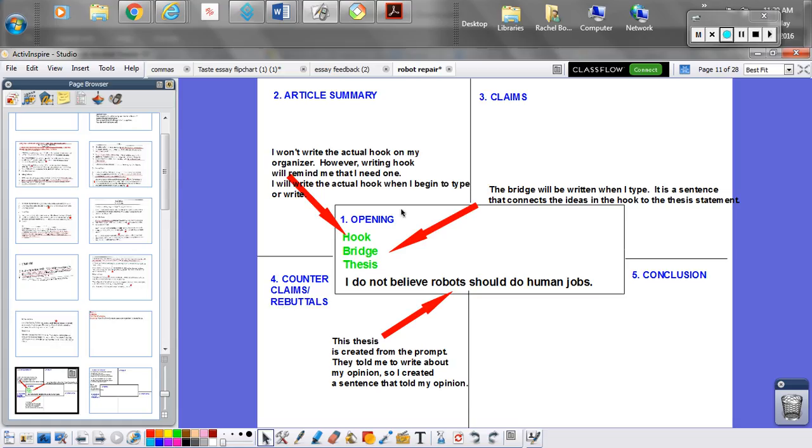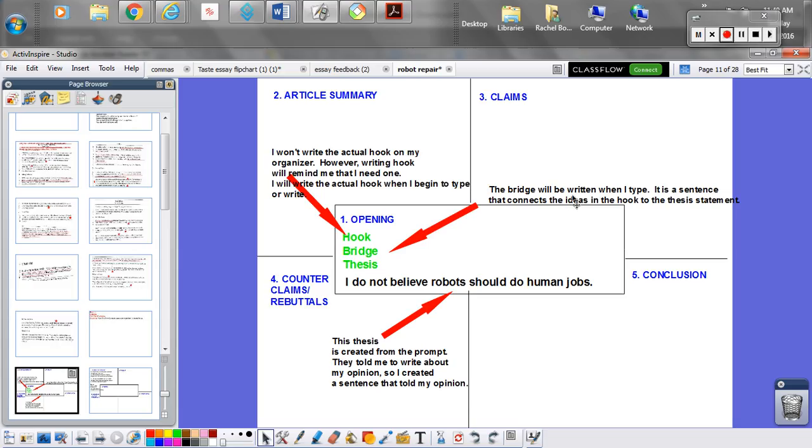Well, I'm going to have a 4 square, and some people choose to put their opening box in the middle and some choose to put it at the top. I know in my opening I'm going to have a hook and a bridge and a thesis. For the hook, I won't write the actual hook on my organizer. However, writing a hook will remind me that I need one. I will write the actual hook when I begin to type. So I don't want to write it all out here because it slows me down. I'm wasting time. I need as much time as I can to write and type. So all I can maybe write is HBT.